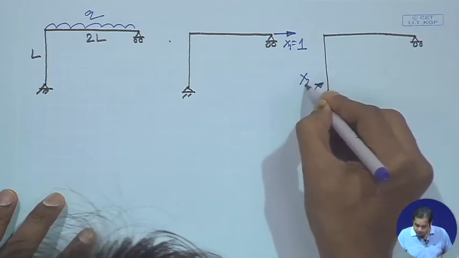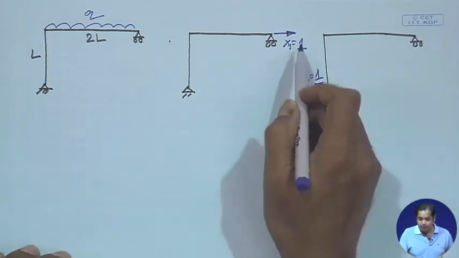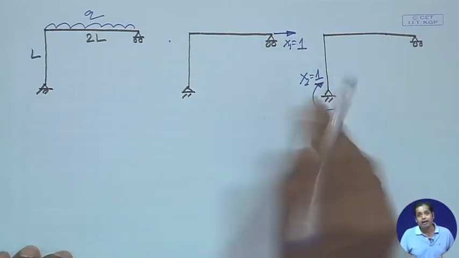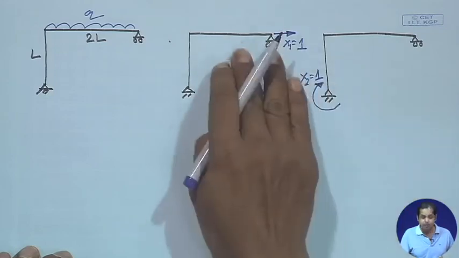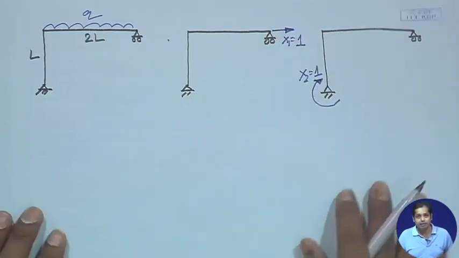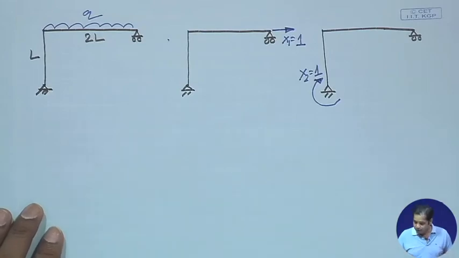So, here x 2 is equal to 1. So, x 1 is C x and x 2 is the moment at A. In this case, the structure is subjected to a unit load in the direction of x 1. Here it is subjected to a unit load in the direction of x 2. Now, let us find out what is next.